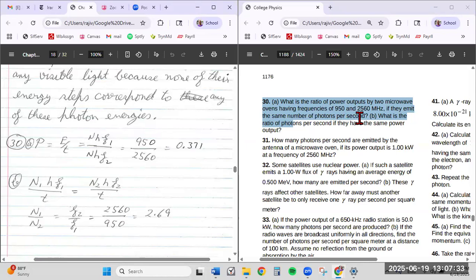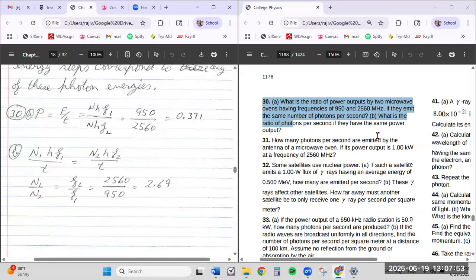The one operating at the lower frequency, 950 megahertz, is a little more than a third of the 2560 megahertz microwave oven.